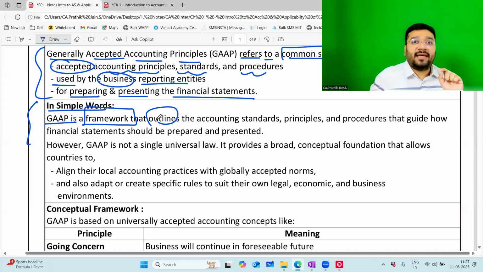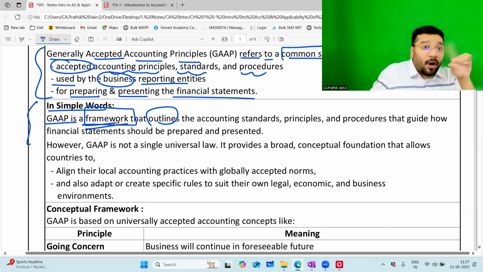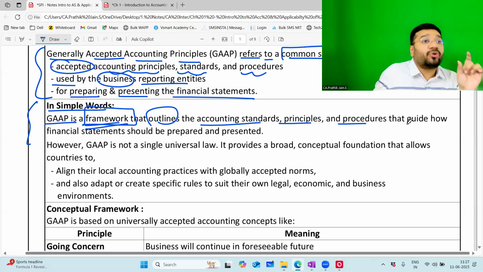In drawing, they say the sketch is outlined. In that outline diagram, you do the painting. You see the painting textbooks of LKG, pre-KG people, the color books that we have. In that, they'll have a shape outlined, diagram outlined. Within that diagram, they are supposed to do the painting. So GAAP is like the diagram within which you have to play with the standards. What standards? Accounting standards. So GAAP is a framework. It's an outline in which the accounting standards, principles, and procedures are supposed to be followed.